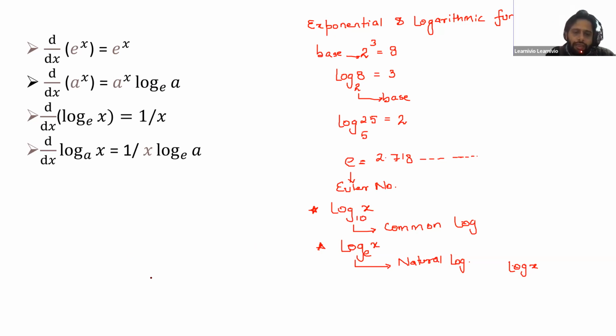Next, we have an exponential function. We have this number e equal to 2.718 and so on. When we have e to the power x, this is called the exponential function. Logarithmic function and exponential function, these two are related to each other. How are they related? Suppose we have log e to the base e. Can you tell me what is the answer?